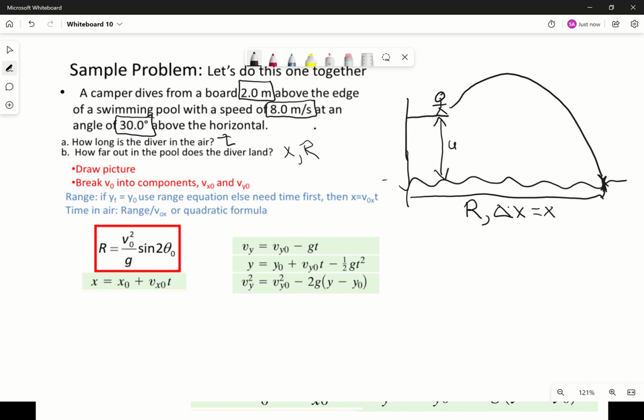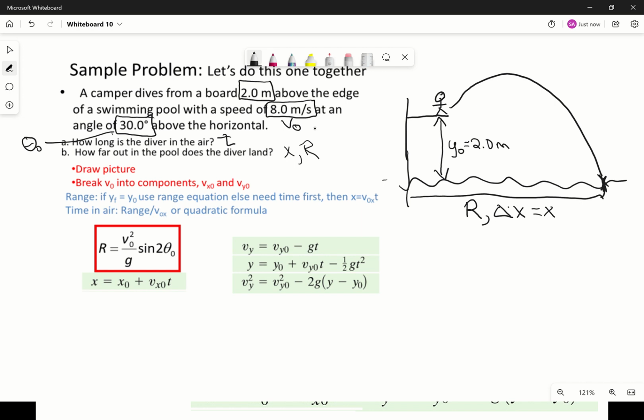So that's the y0 is 2.0. So I know my y0. And again, remember, you can look at the units. It's meters, so that tells you it's a distance. So it's either going to be a y or an x. And since it's vertical, it's going to be the y. All right, so he's launched with an initial speed of 8 meters per second. That's my v0 at an angle of 30 degrees. So that's my theta 0.